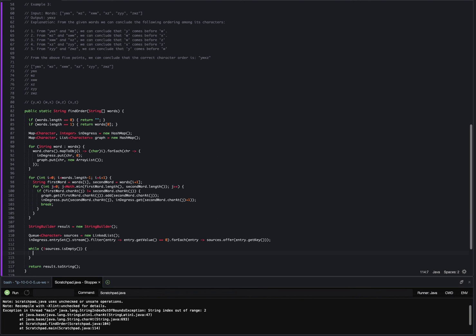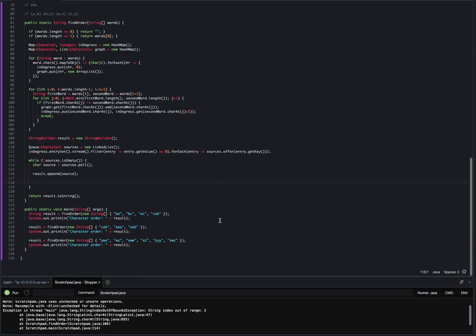Now, here in the traversal, we are going to pull out a source, and let's call it parent source. Okay, so now that we have a source, we can add that to our result. And we need to get all its children, right?